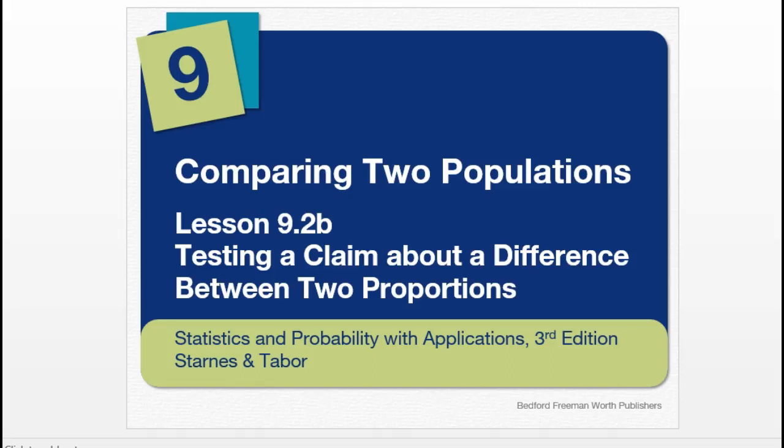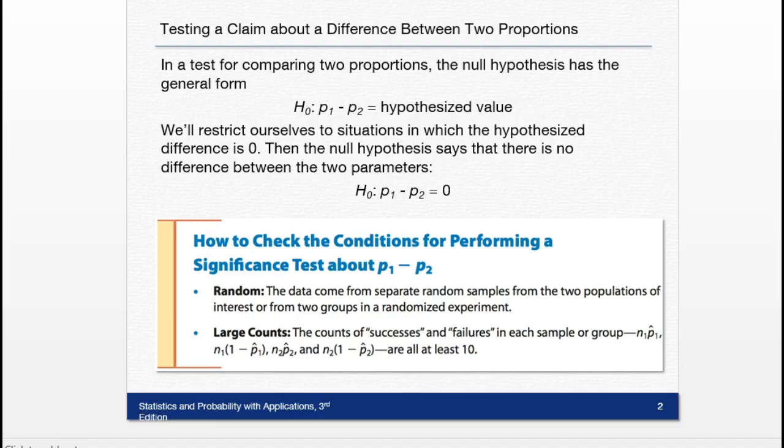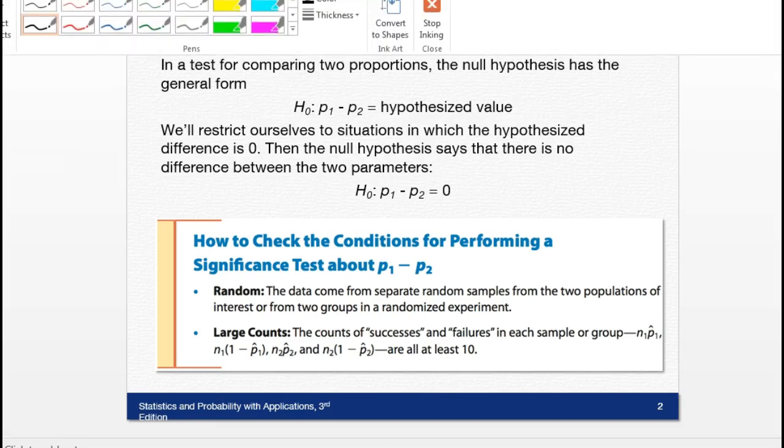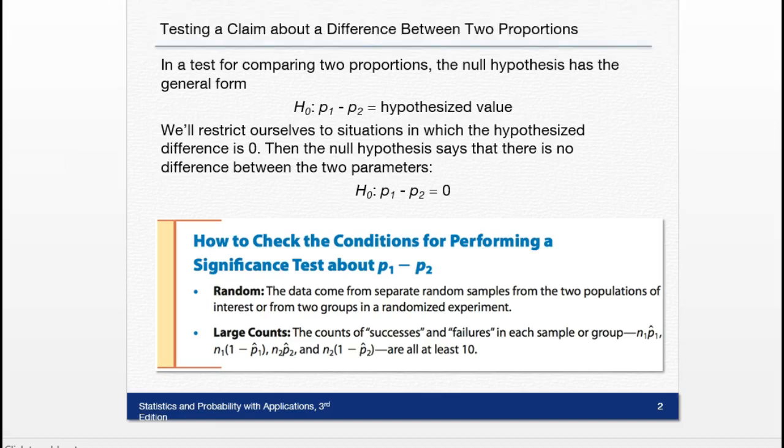All right, in 9.2b, we're continuing on with our significance test claiming a difference between two proportions. Not a whole lot different than yesterday. Same idea that we did before, where the null is going to be P1 minus P2 equals 0. Okay, that's what we're going to keep it at. You still have the two conditions, random and large counts. We just have to address them about the two samples individually.